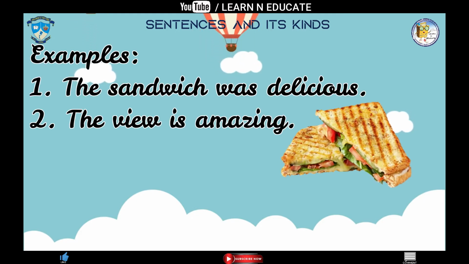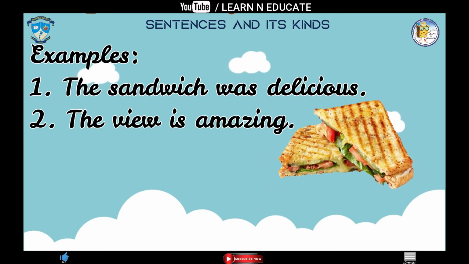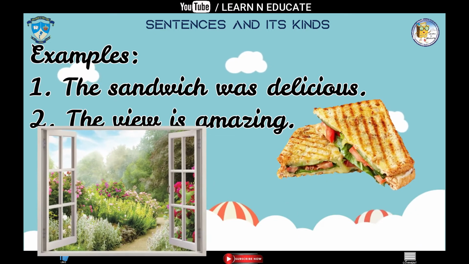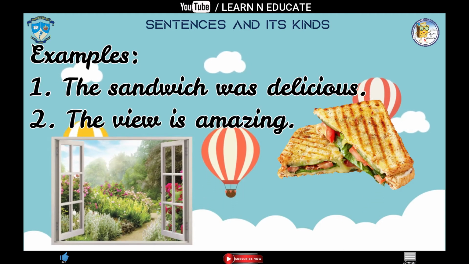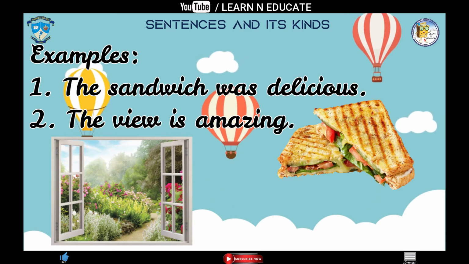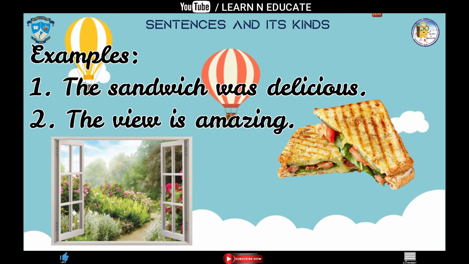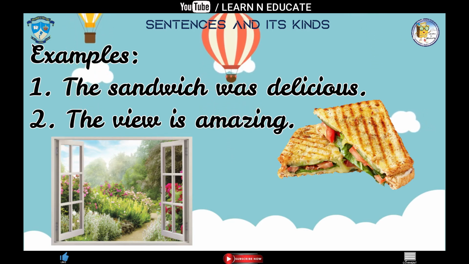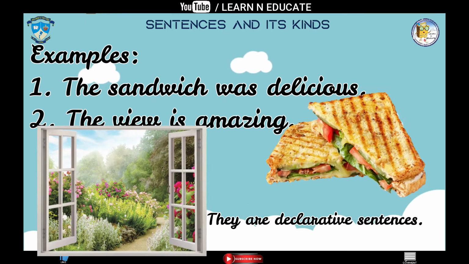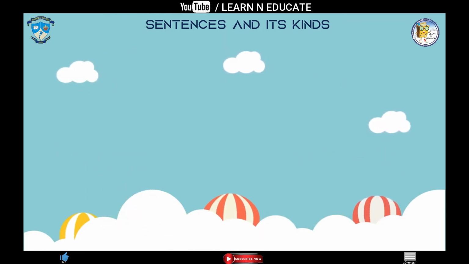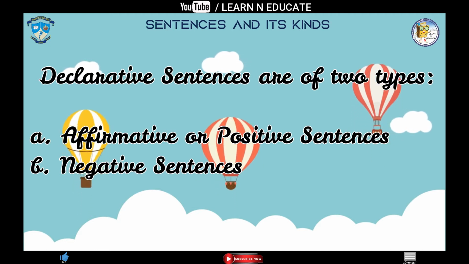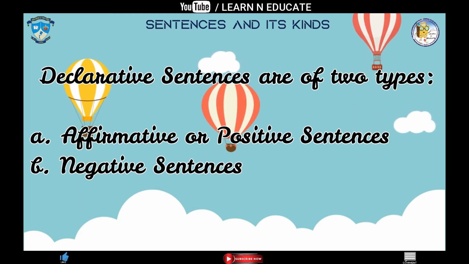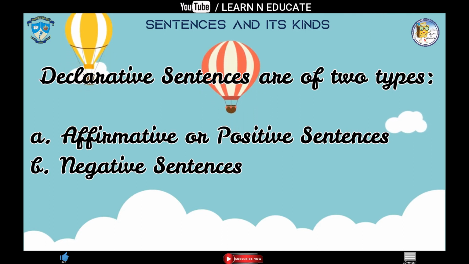The sandwich was delicious. The view is amazing. So what's happening here? We are getting a clear expression about the sandwich and the view, that they are delicious and amazing respectively. So what are they? They are declarative sentences. Now, declarative sentences are of 2 types. They are affirmative sentences or positive sentences, and negative sentences.